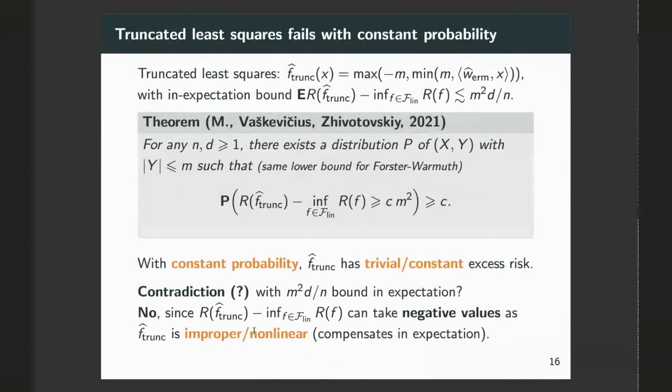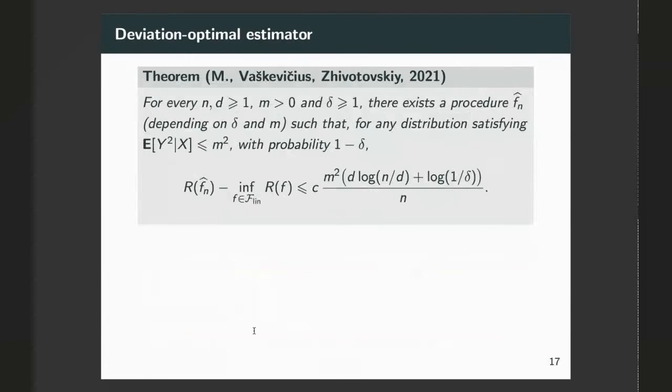Okay, so this now leaves the question of whether there exists a procedure, another one, not the truncated least squares, which achieves the optimal bound with high probability. And the answer is yes. So we have constructed an estimator, a procedure, which achieves the optimal error bound up to a log term, but this is a bit of a detail.